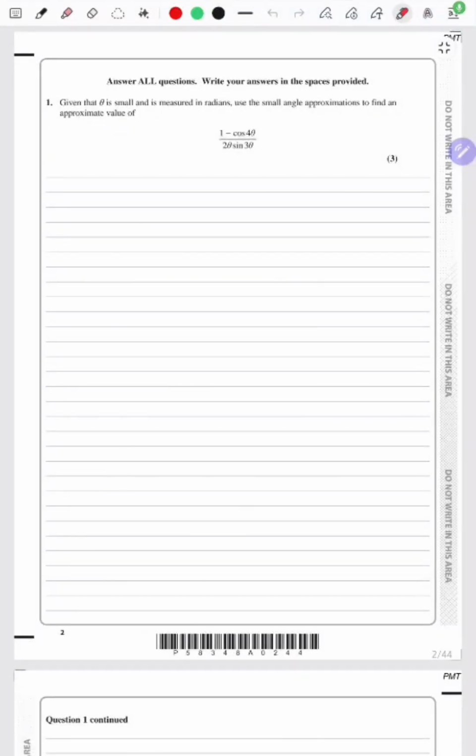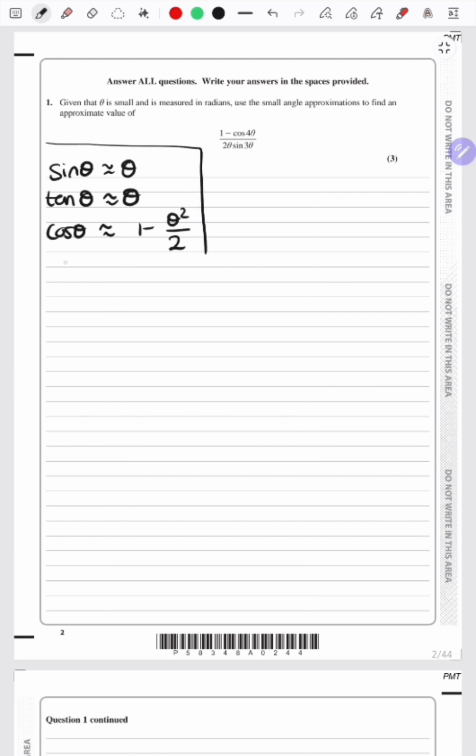So in this question, we need to use small angle approximations to find an approximate value for this expression. So the first thing we need to do is write out what the small angle approximations are. So let's start off with sine theta, which is fairly simple. It's approximately theta. And that's the same with tan theta. It's approximately theta. The more tricky one is cos theta, and this is just something you need to remember. Cos theta is approximately equal to 1 minus theta squared over 2.